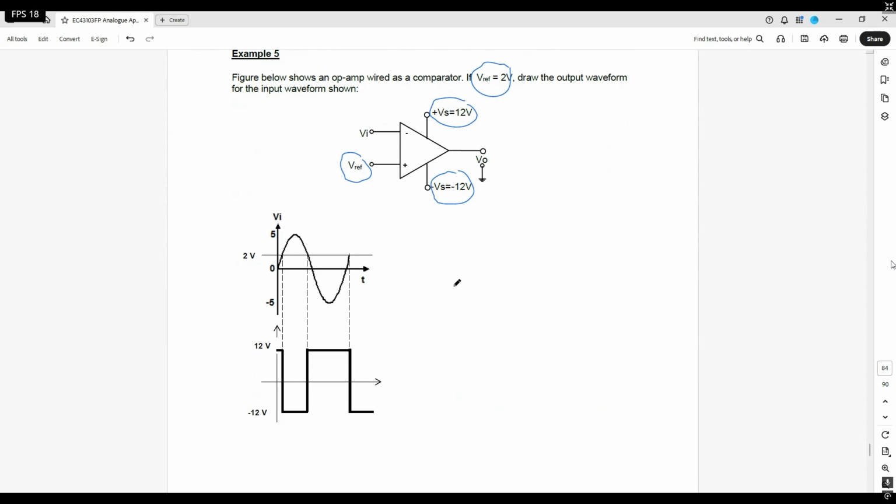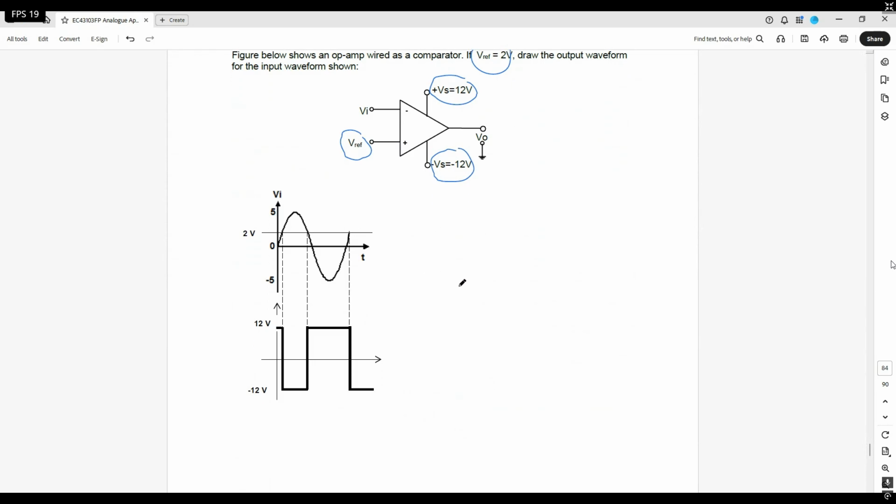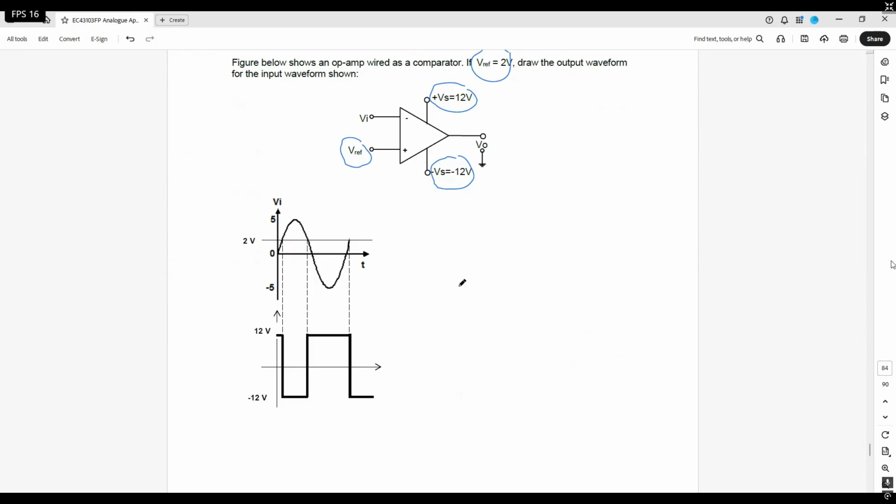So based on the diagram, what happened? Let's take a look. The reference voltage is here, 2 volts, and this is your input voltage. That means this signal is coming here. When you go through the comparator, somehow the waveform changes. Now they show you.